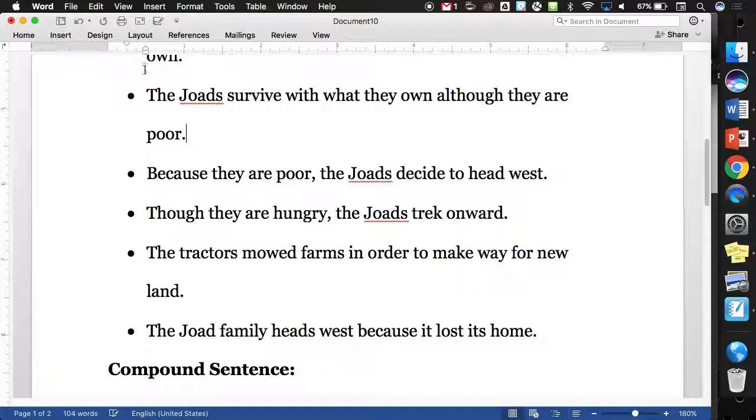Now this sentence up here, the Joads survive with what's not what it owns, but what does they refer back to? The plural Joads, okay? So family is the singular noun. If I said the members of the Joad family head west because they lost their home, I'm okay because now I'm going with members of it.